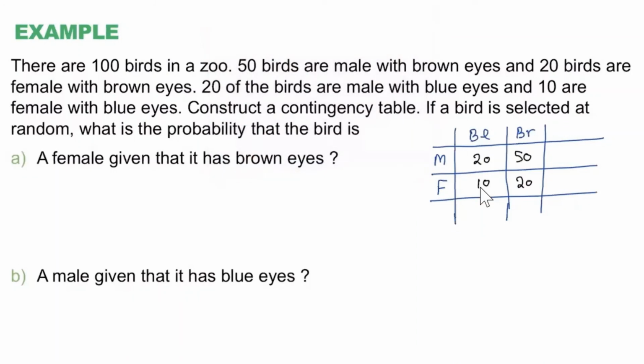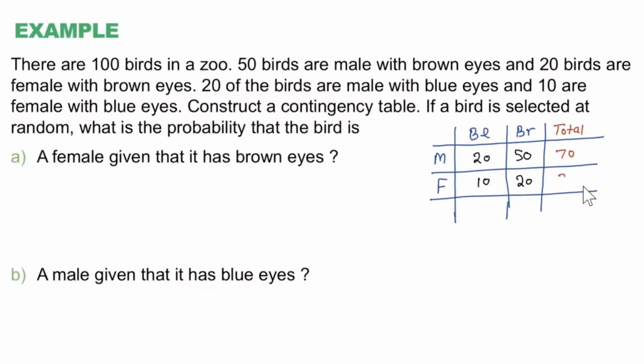What we have to do is find the totals. We have to find the total along the row. So if you add the first row, how much is 20 plus 50? Please unmute yourself. 70. The meaning of that is there are 70 male birds. Now, if you add these, 10 plus 20 is how much? 30. So that is 30 female birds. And if you add these 70 plus 30, that is 100 birds in all.